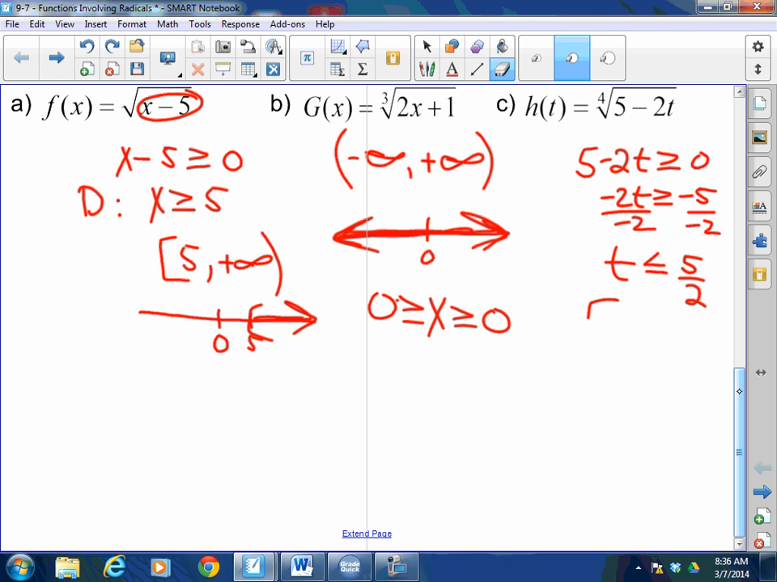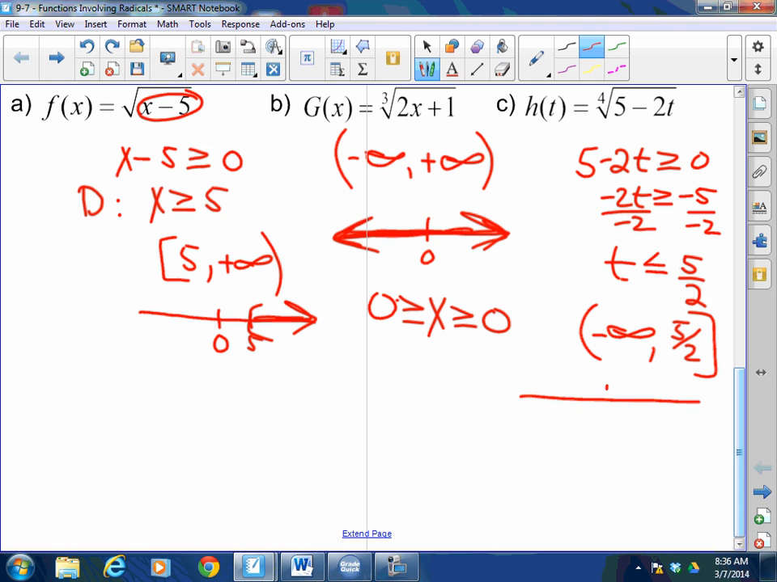T is less than 5 halves. Negative infinity all the way to 5 halves. If that's giving you a problem, first graph it. If that gives you a problem, first graph it, guys. Always put your 0. 5 halves is 2.5.